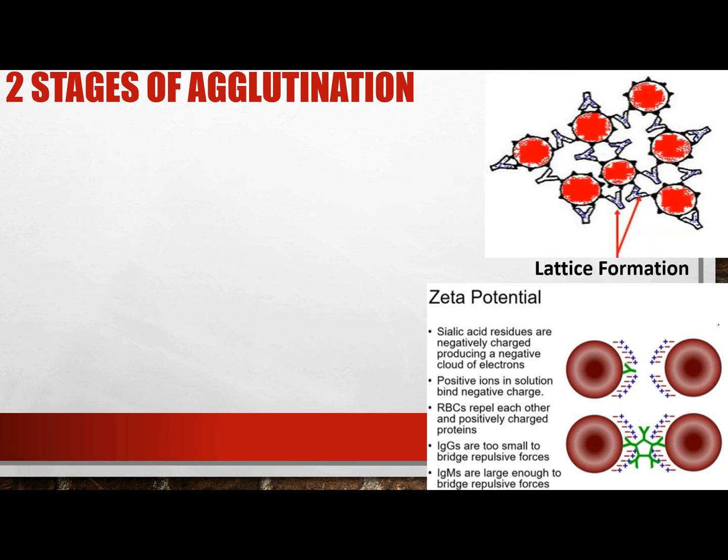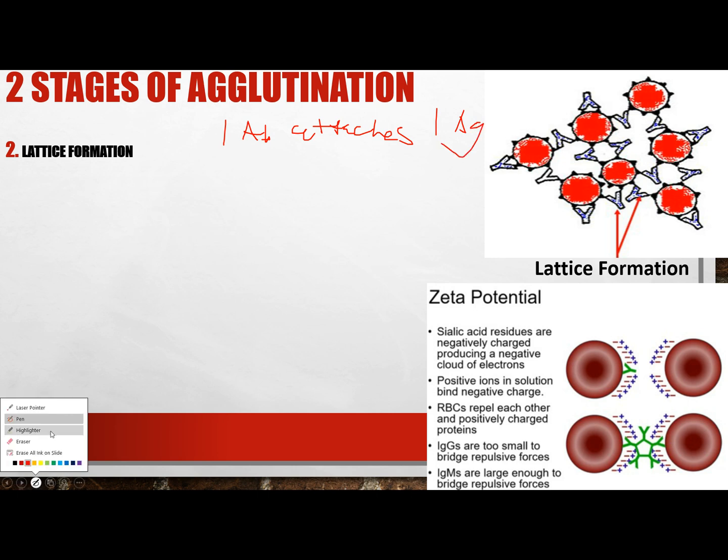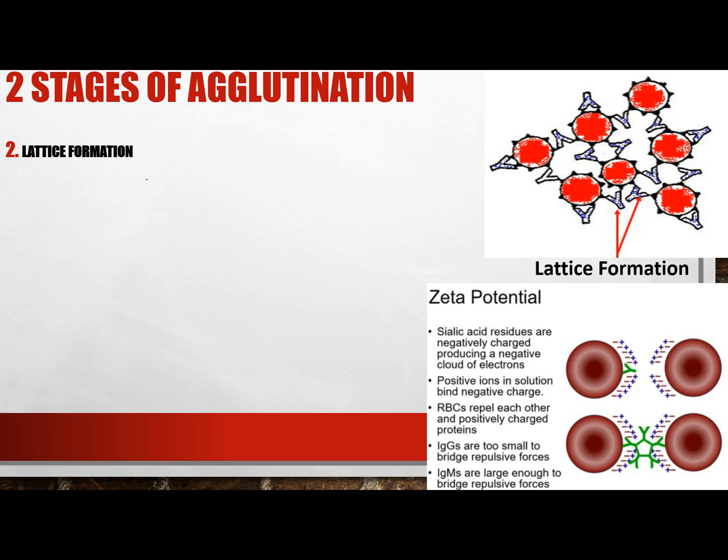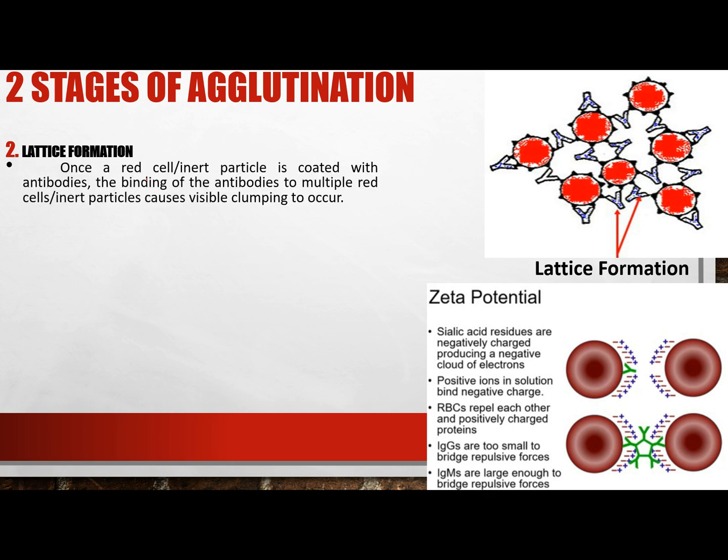Now let's go to the second stage of agglutination, the lattice formation. So we're done with sensitization, class. So again, in sensitization, one antibody attaches to one antigen. After sensitization, we go to the last stage, lattice formation. Once a red cell or inert particle is coated with antibodies, the binding of the antibodies to multiple red cells or inert particles would occur, and this would cause visible clumping.